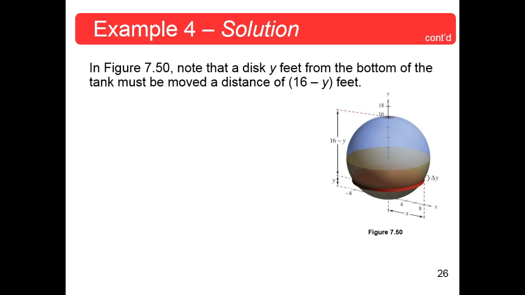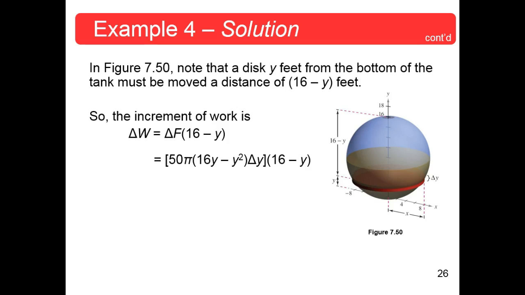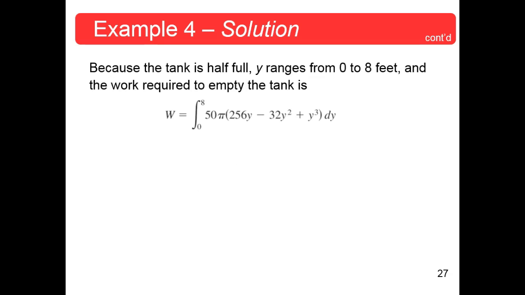You note that the disk, at y feet from the bottom, must be moved the distance of y minus (16 minus y) feet. So that's your force times your displacement. And the force is the incremental part here, so that would have your delta y in it times that displacement. Same numbers we got. When you integrate that, pull the 50 pi out front, okay? And there they did. And 128y squared minus 32 thirds y cubed, all like that.